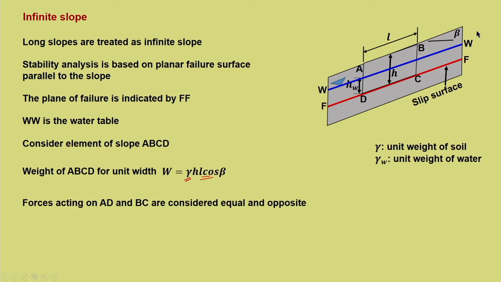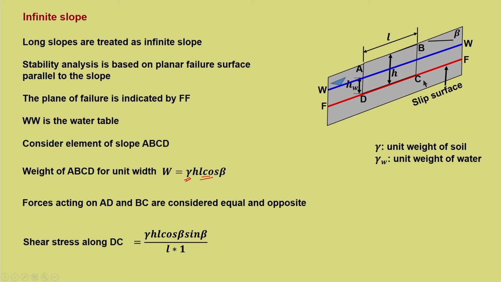So, forces acting on AD and BC are considered equal and opposite. So, it cancels off and that does not come into the analysis. Shear stress along DC. Now, let us resolve the forces on this failure surface.